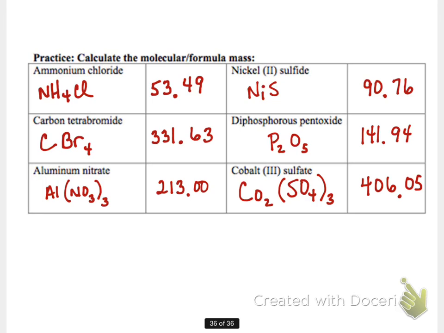So a couple things to note here. Aluminum nitrate is Al and then 3 nitrate groups. So the NO3 is the polyatomic, and then parentheses followed by the 3. So there are actually 9 oxygens in aluminum nitrate. And cobalt-3 sulfate, again, has 3 sulfate groups, and because each sulfate group has 4 oxygens, there's going to be a total of 12 oxygens in cobalt-2 sulfate.